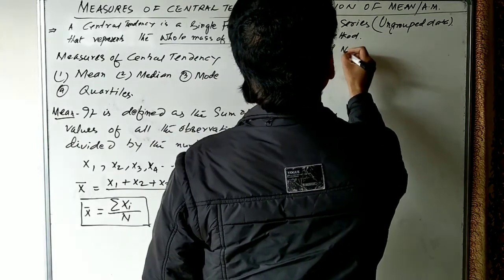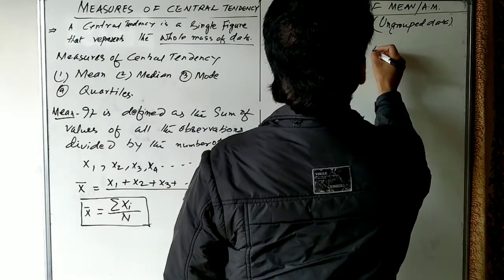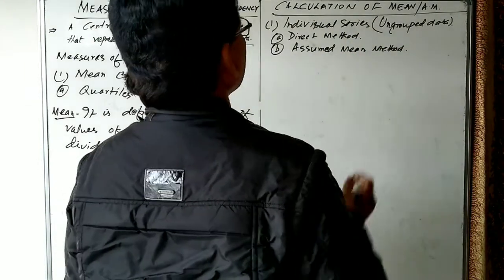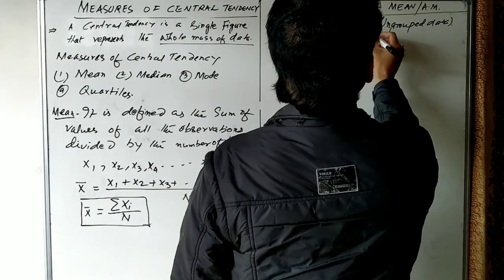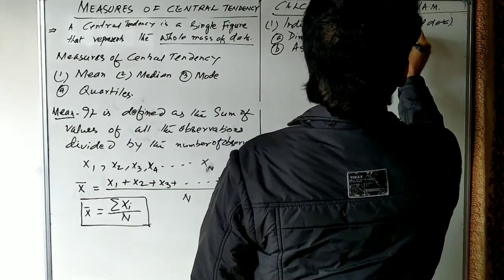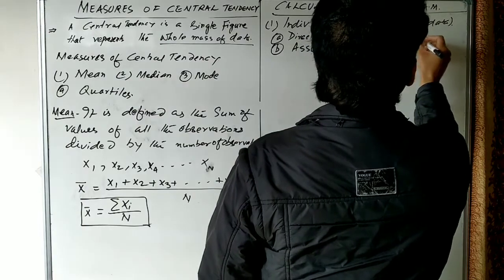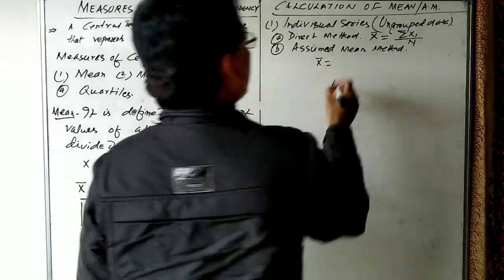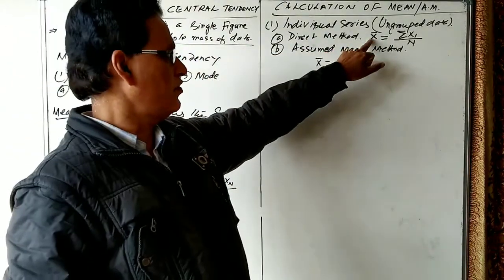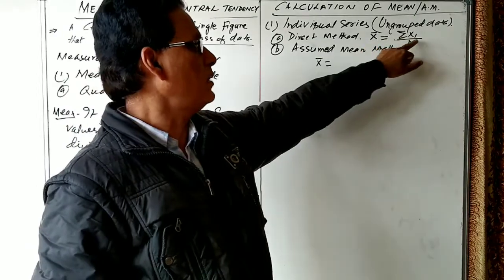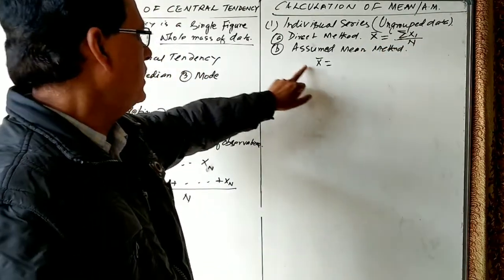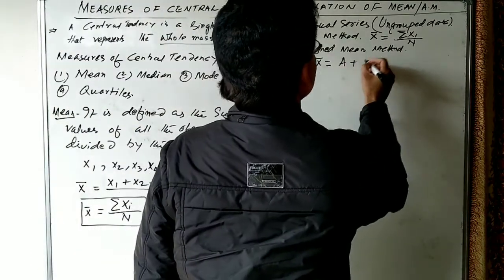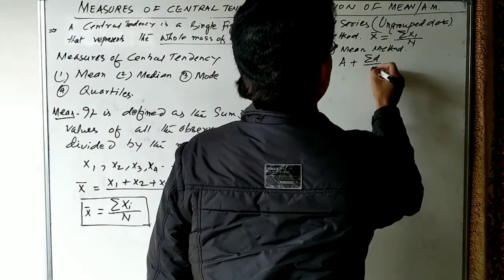Assumed mean method. So here let us see the direct method. The formula is x bar equal to sum of xi divided by n. And in the assumed mean method, x bar is equal to a plus sum of d divided by n.